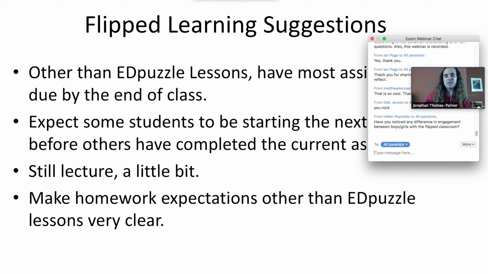So what I mean by this is, let's say we finish collecting the data from a lab, and the lab is going to be due by the end of next class period. So what I will do at the end of the class period is I will say, okay, you need to make sure that you are to this point in the lab so that you have enough time to finish the lab in class tomorrow. And what's interesting about this is this changes from class period to class period, year to year, because of various circumstances. So you need to make your homework expectations other than EDpuzzle lessons very, very clear. Clearly, you need to make the EDpuzzle lessons very clear as well.